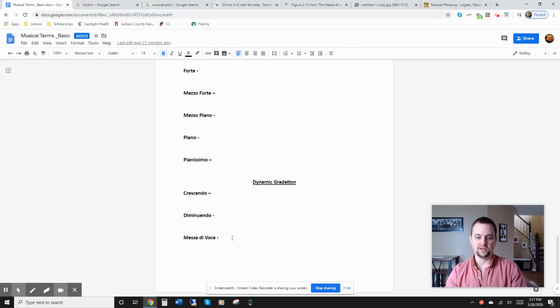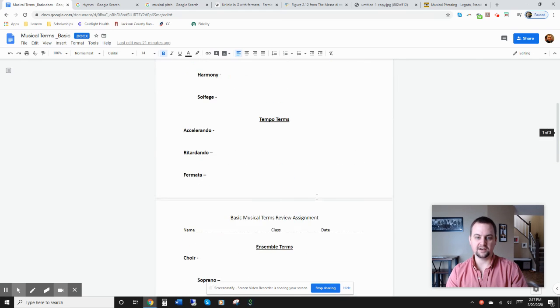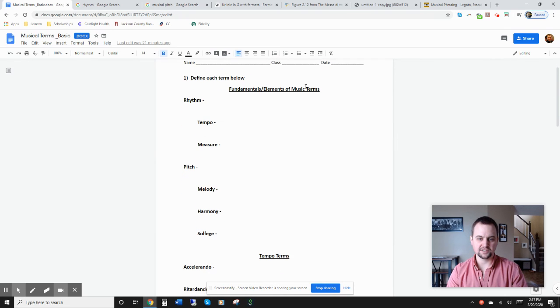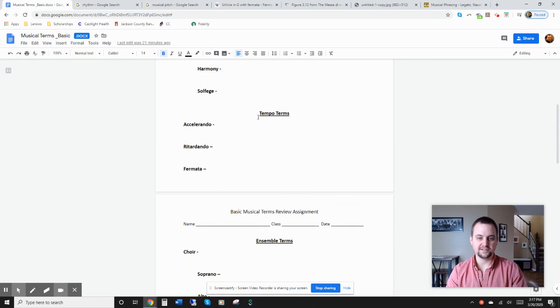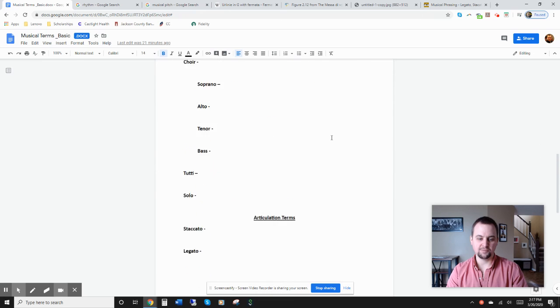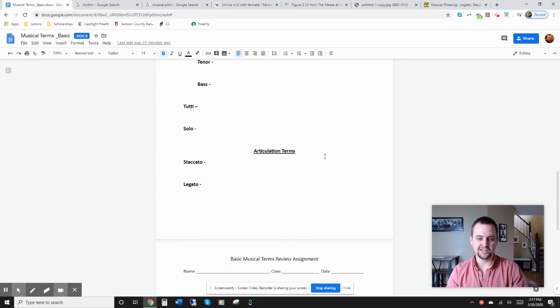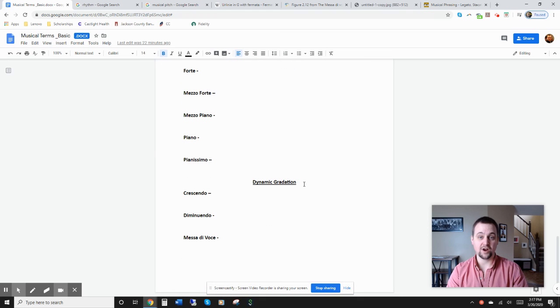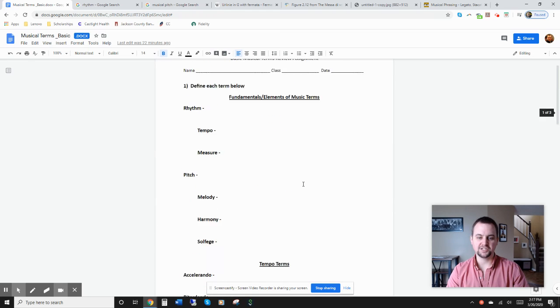Okay, so that is what I've got with all these terms. Make sure you have the categories. So we had fundamentals of music slash elements. We had tempo. We had ensemble terms. We had two articulation terms. We had dynamic levels, and we had dynamic gradation. So we had a bunch of stuff there.